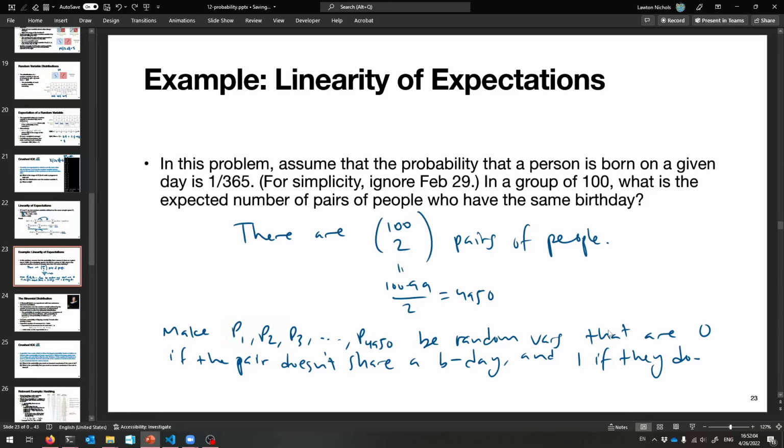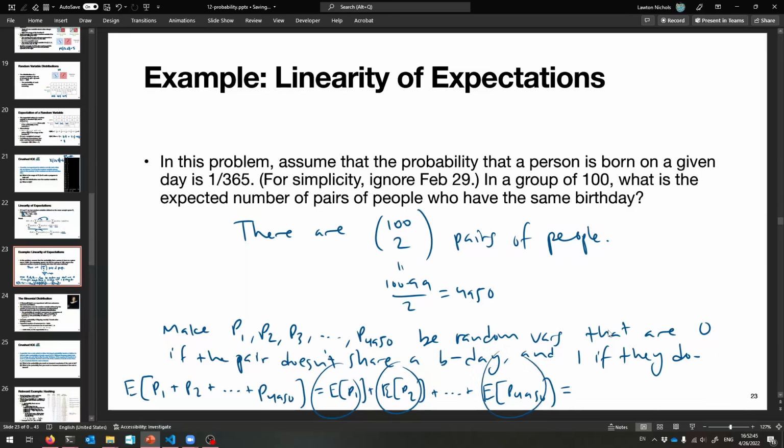Okay? And we need to calculate the expected value of the sum of all these random variables, p1 plus p2 plus all the way to p4950. Okay? That's equal to, using linearity of expectations, we can distribute that expectation. It's the expectation of p1 plus the expectation of p2 plus all the way to the expectation of that last random variable, p4950. Let me draw that better, even though it's small. We just need to figure out what each individual expectation is now.